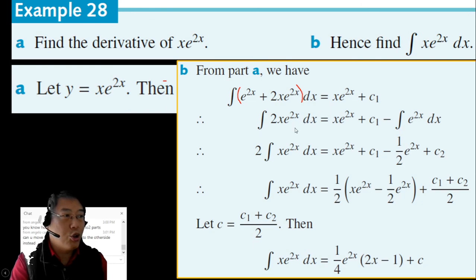I guess you could, but the idea is we want to keep x e of 2x on the left hand side, which is what we're after from part B.